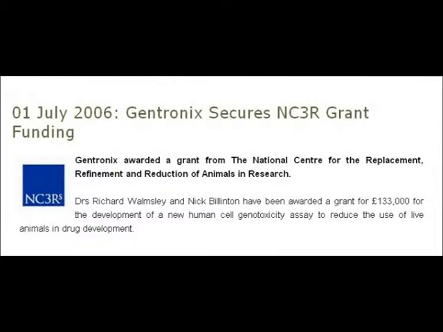To end this piece on genotoxicity, I'm just going to look at some of the press releases from the Gentronix website. This first slide says in July 2006, Gentronix secures an NC3Rs grant. It says Gentronix awarded a grant from the National Centre for the Replacement, Refinement and Reduction of Animals in Research. This is an institution that is financed by the government, so initially this company did receive some public funding.